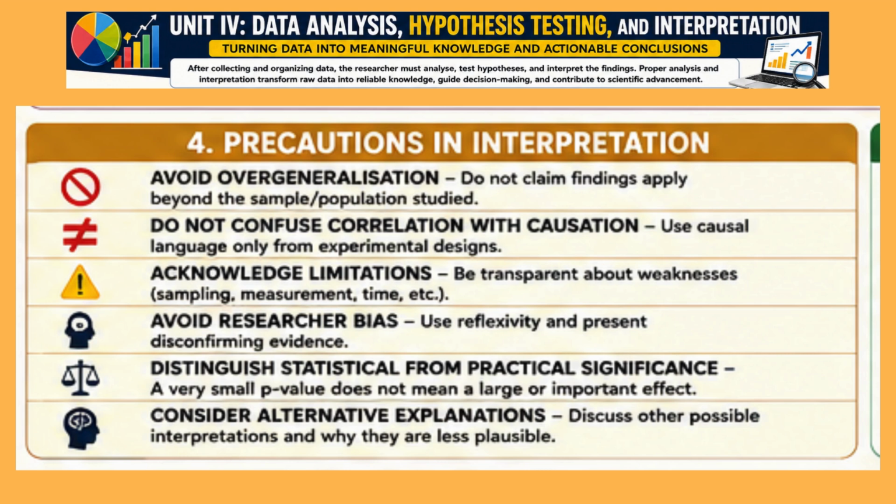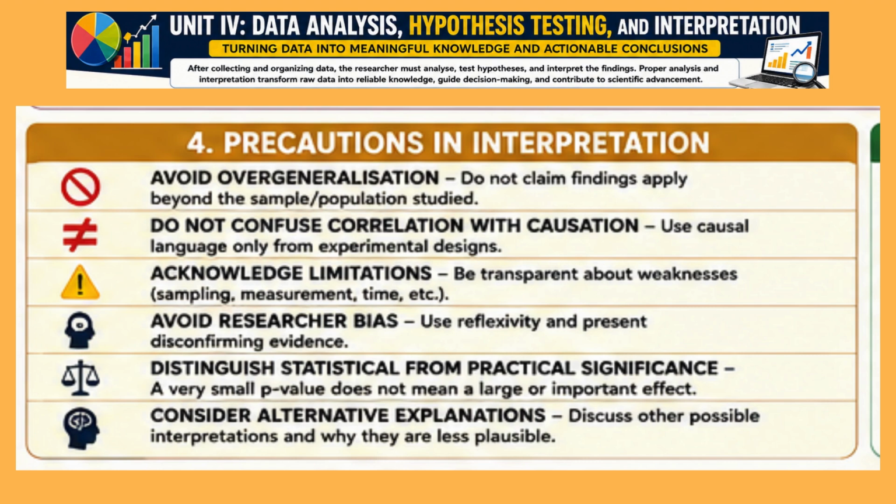Researchers should also acknowledge the limitations of their study. Limitations may involve sample size, measurement issues, time constraints, or methodological weaknesses. Being transparent about limitations increases the credibility and trustworthiness of research.